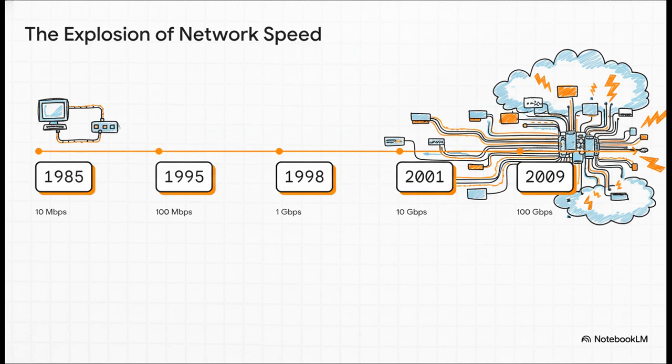Back in the 80s, they were pretty rare. But then Ethernet technology just took off, and the speeds went through the roof. Exponentially. We went from a sluggish 10 megabits per second in '85 to a mind-blowing 100 gigabits by 2009. Data networks went from being this niche thing to being a cheap, scalable, and super fast foundation for everything.